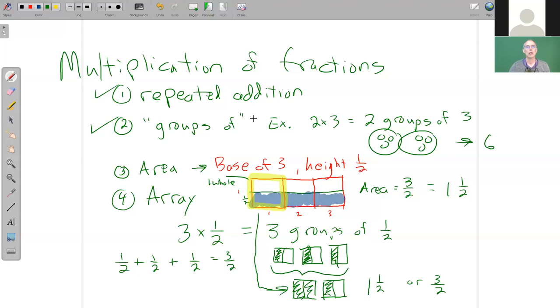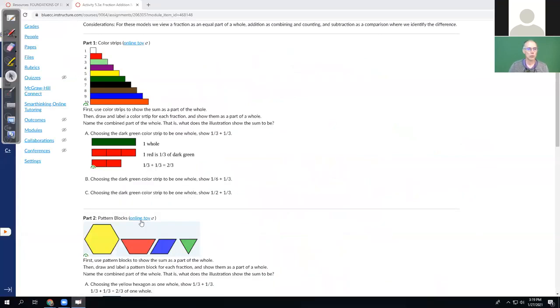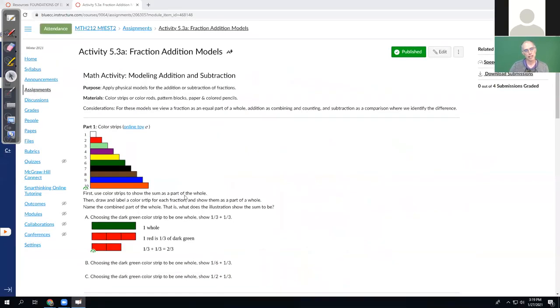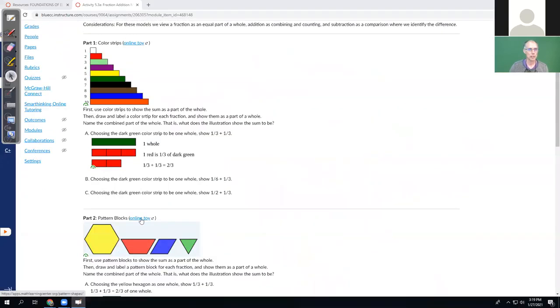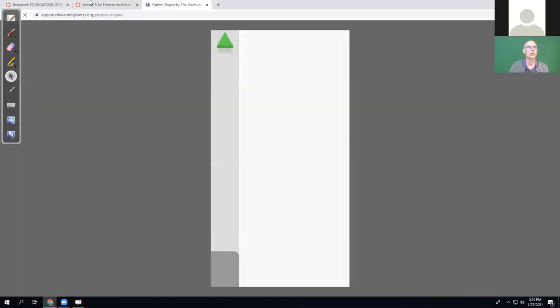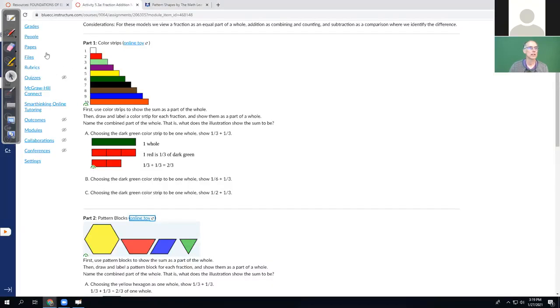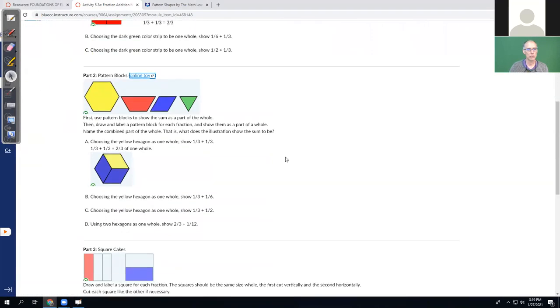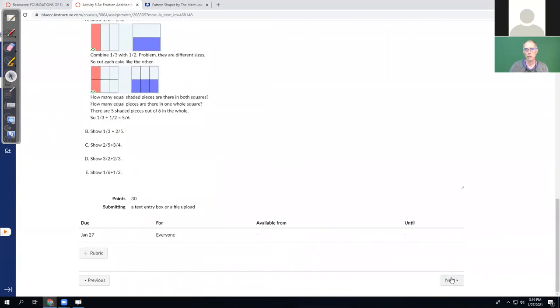All right, so we're going to use, so I'm in the previous activity. I'm going to jump to the new one, but first I need this link here. And let's get to the new activity, which should be right after this one.